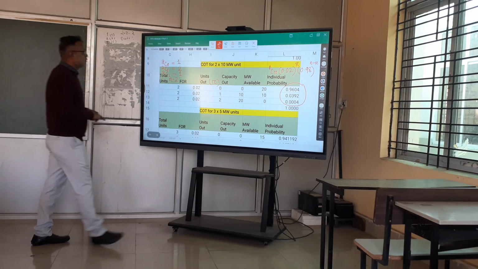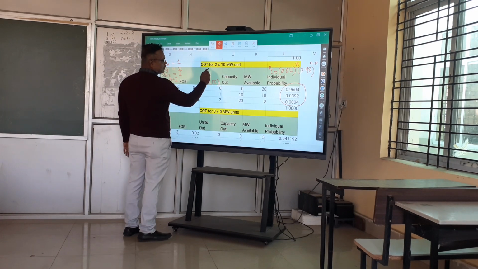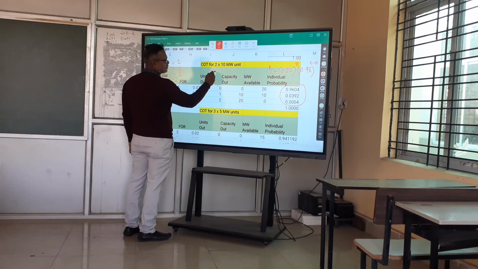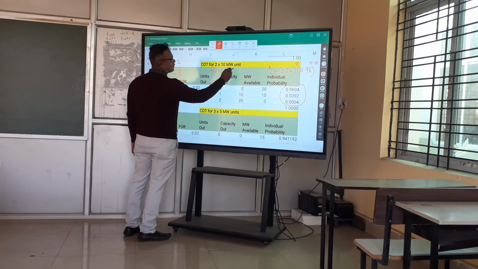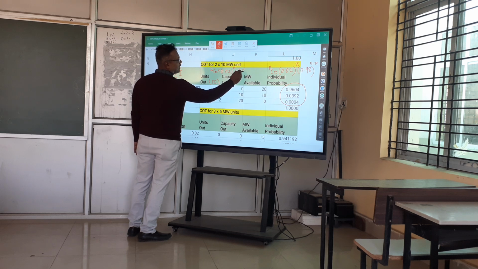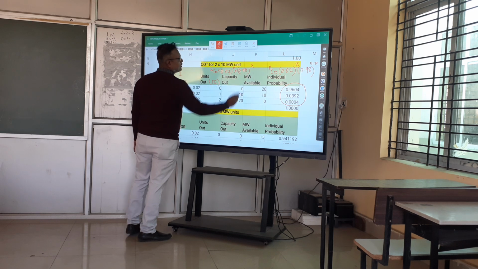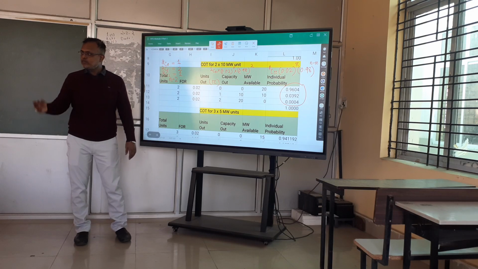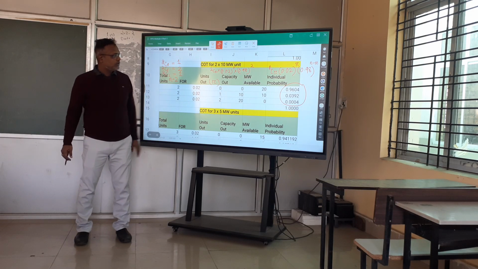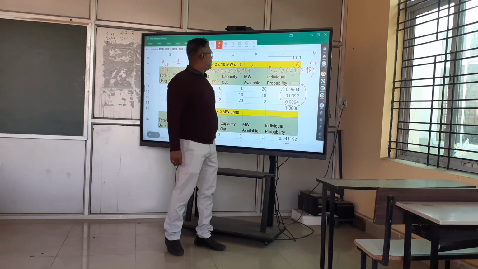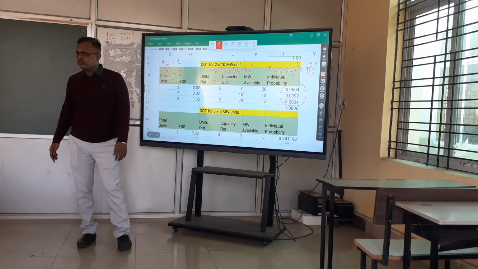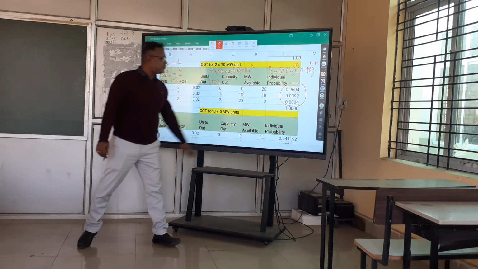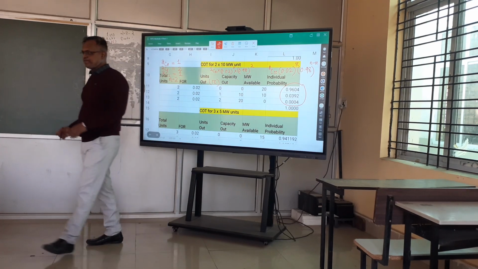First one I will compute. First one is 2C0 into 0.02 to the power 0, 0.98 squared. What is 0.98 squared? 0.9604. So this is fine. In the second case, it is simply 0.98 into 0.02, which is 0.0392.